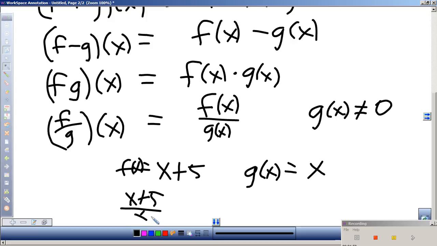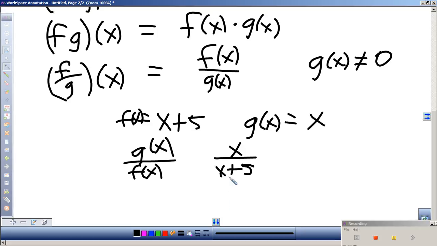But if g(x) is x plus 5 and f(x) is x, then it wouldn't be negative 5? Yes. So if we were doing g(x) divided by f(x), we'd have x over (x + 5), and we couldn't have x equal negative 5. So we want to make sure we put a restriction that says our denominator cannot equal 0, because if we do, we're dividing by 0 and it's got a problem.